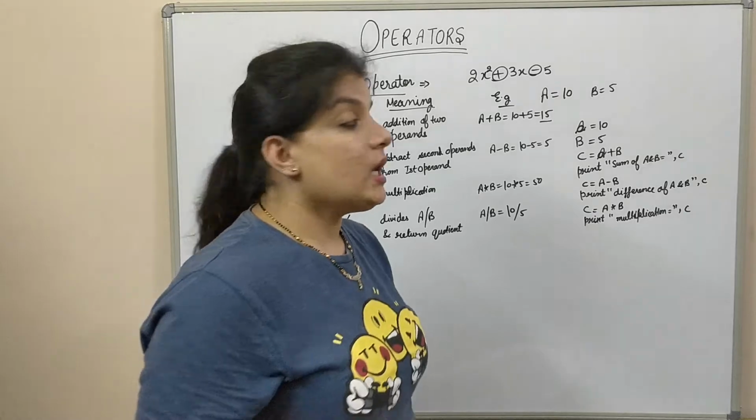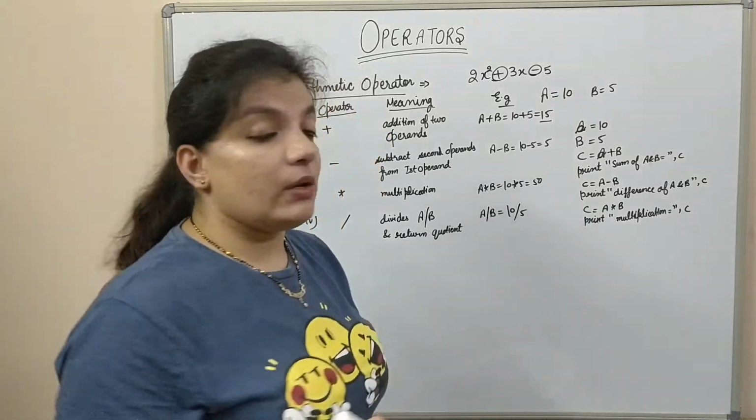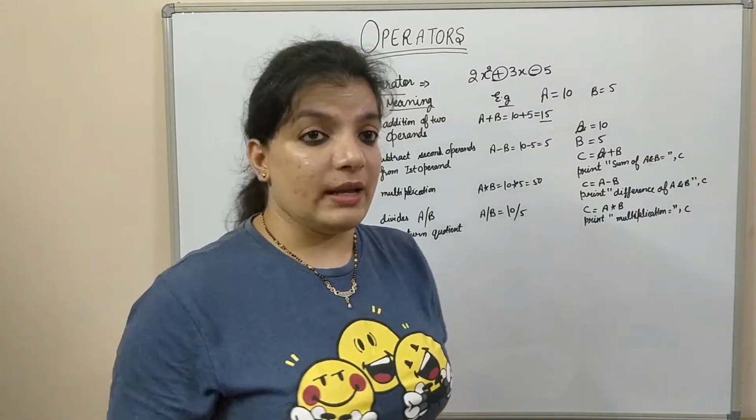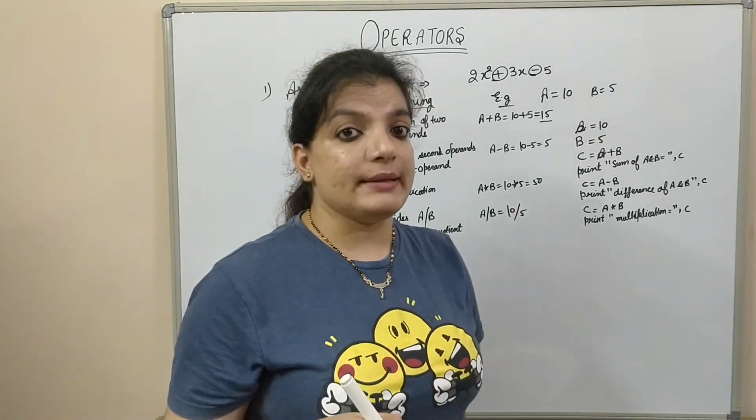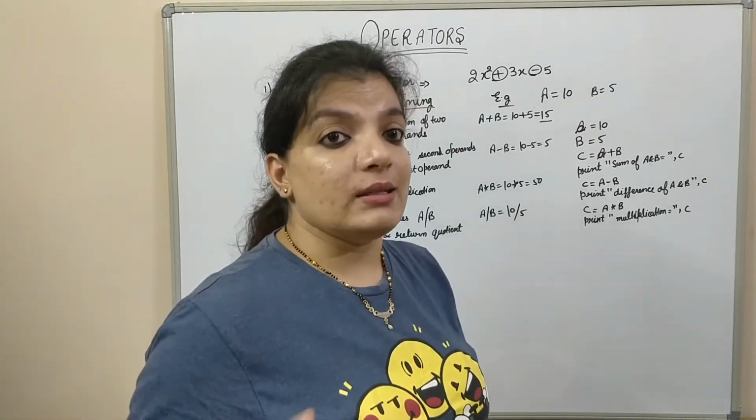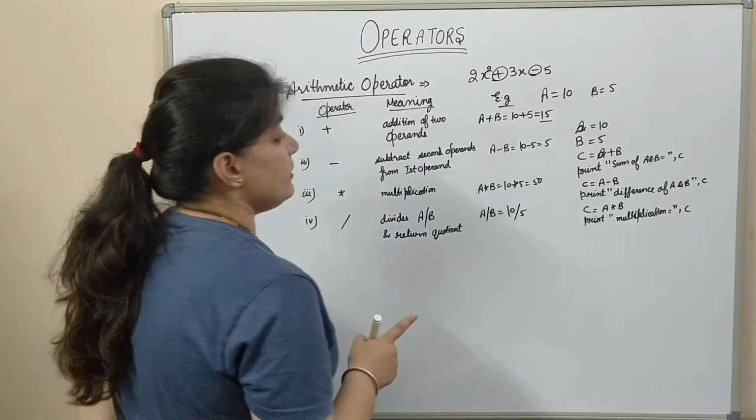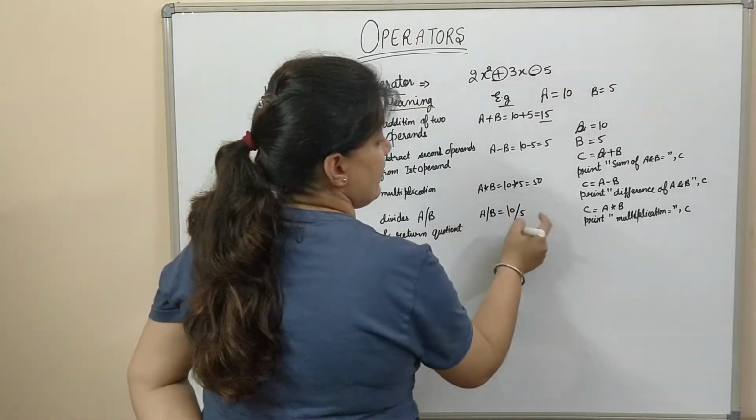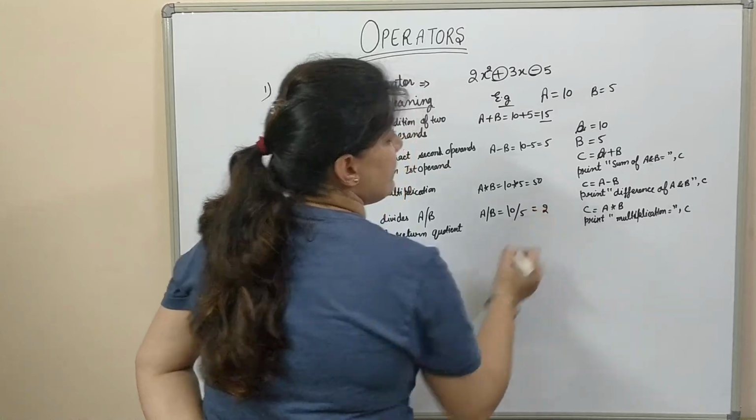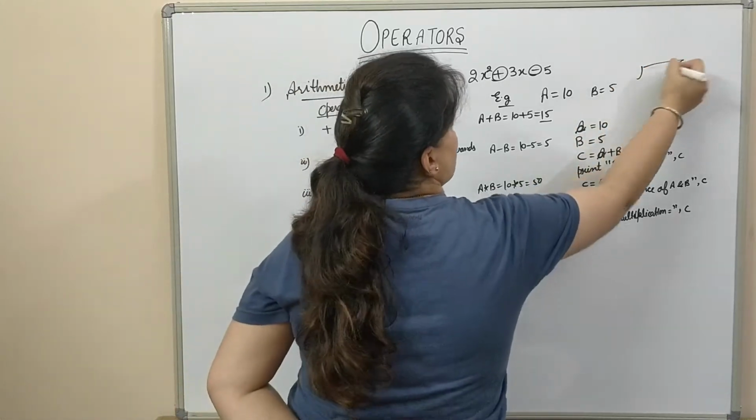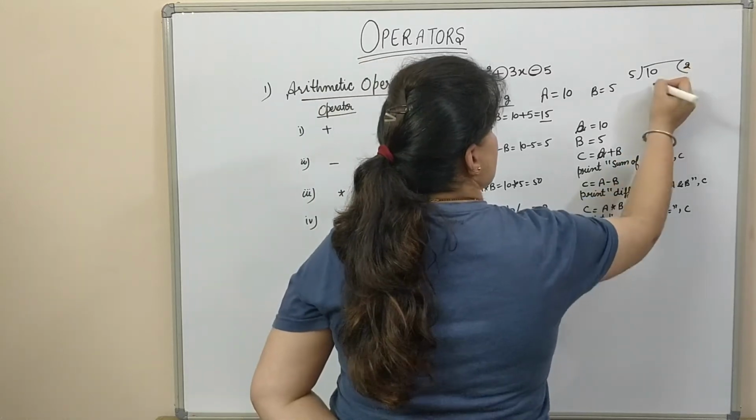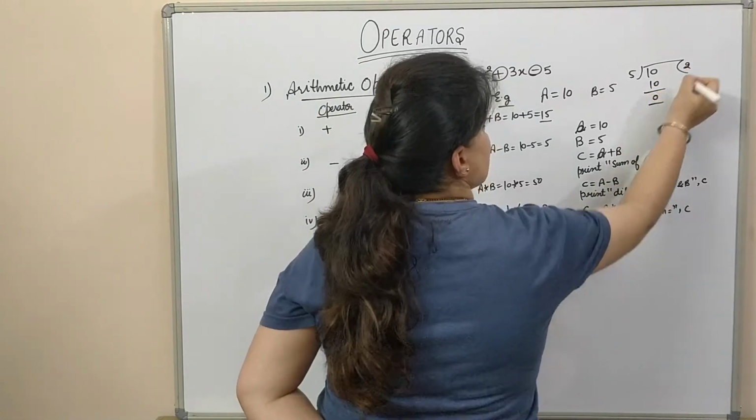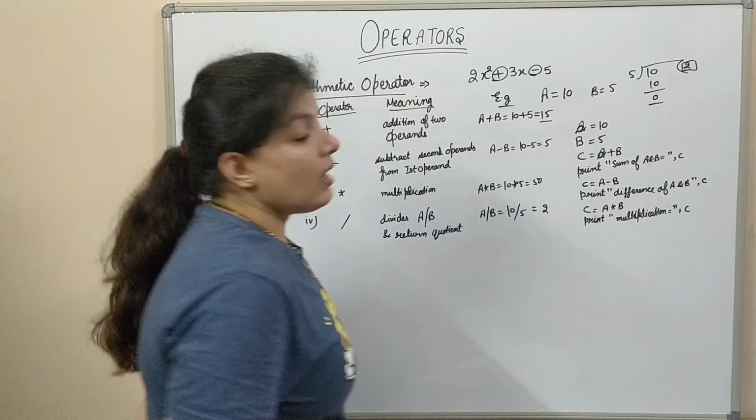The division operator will not return a decimal if the number is not fully divisible by the denominator, so it will not return the answer in points. It will return only the quotient. Like 10 divided by 5 will return 2. You can see here, when we divide 10 by 5, the remainder is 0. So this value is your output.